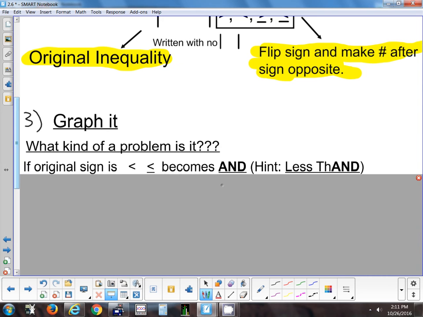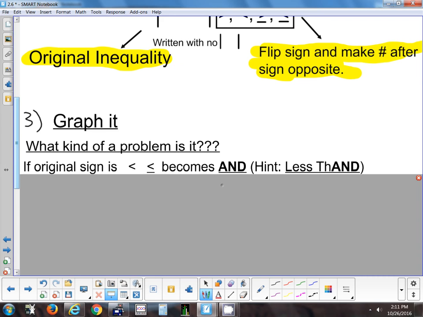So, if the original sign, all right, anyone know what kind of sign this is? Someone tell me? It's a less than. What about this one? Less than or equal to. It becomes an and problem. So the two inequalities you set up are going to be separated by the word and. The little hint, we think of less than or less than. I know it's kind of corny, but it's one good way to remember. So if it's less than or less than or equal to, it's going to be an and problem.